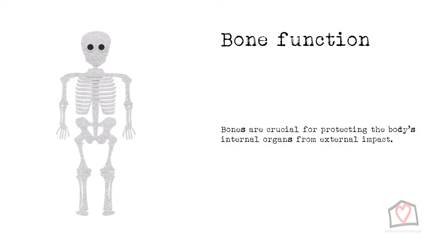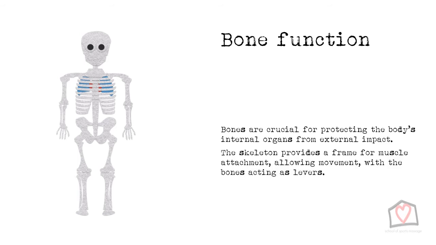Bones are crucial for protecting the body's internal organs from external impact. The ribs protect the heart and lungs, for example. The skeleton also provides a framework for muscle attachment, allowing movement, with the bones acting as levers during activity.